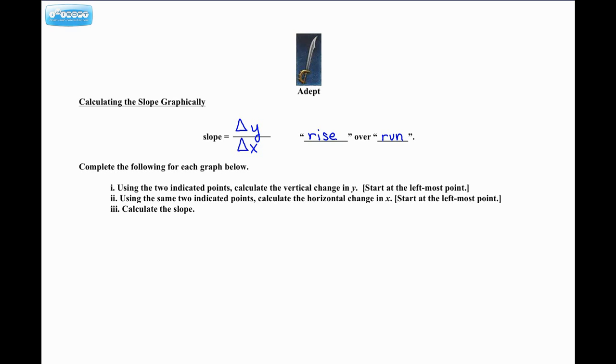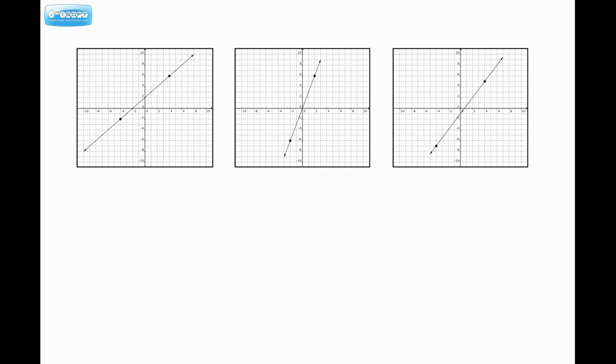So I've divided it into three parts. The first part, use the 2 points that are given and calculate the vertical change in y, starting at the leftmost point. Part 2, just repeat that process, but we're going to determine the horizontal change in x. And then part 3, we're just going to put them together and divide one by the other, and that gives us our slope. So let's try it. Alright, so in this first graph, the 2 points that are given are here and here. So we want to calculate what is the vertical change.